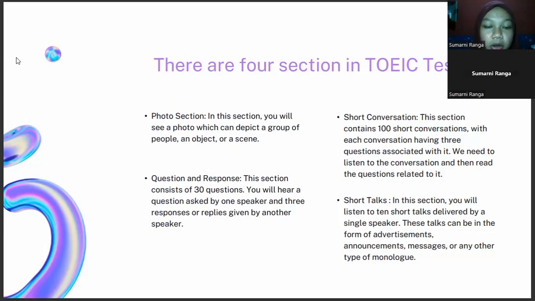And then the question and response. This section consists of 30 questions. You will hear a question asked by one speaker and 3 responses or replies given by another speaker. And number 3 is short conversation. This section contains 100 short conversations with each conversation having 3 questions associated with it. We need to listen to the conversation and then read the questions related to it.